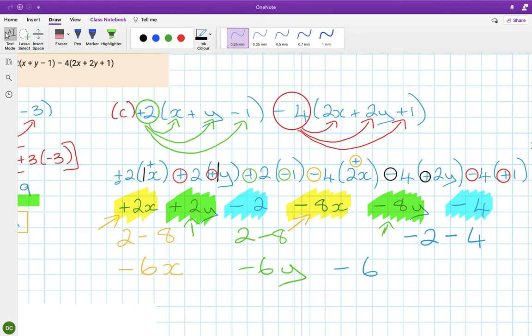Okay, and there isn't a letter to identify that family. They are just constants. So you're done. Minus 6x minus 6y minus 6. And they can't be combined any further because they're all from different families. Okay, now that is about as hard as it gets.